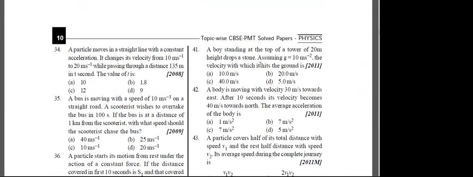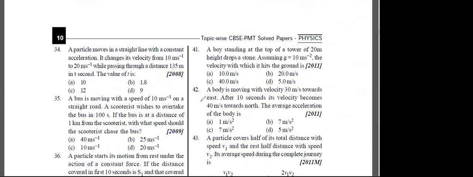41. Okay, super easy, just putting the formula. I hope all of you know this, right? The formula is V is equal to root 2 GH. If an object is dropped from a height h, at this point it is root 2 GH, directly. Okay, 41 will be done.